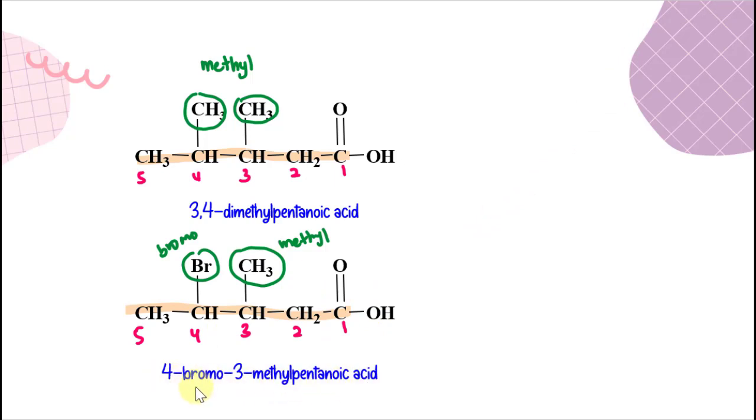4-bromo, since B comes first before M, to write it in a single word we have to follow alphabetical order. Since bromine is on carbon number 4, so 4-bromo, and methyl on the third carbon, 3-methyl. Longest carbon chain is 5, so pentanoic acid.